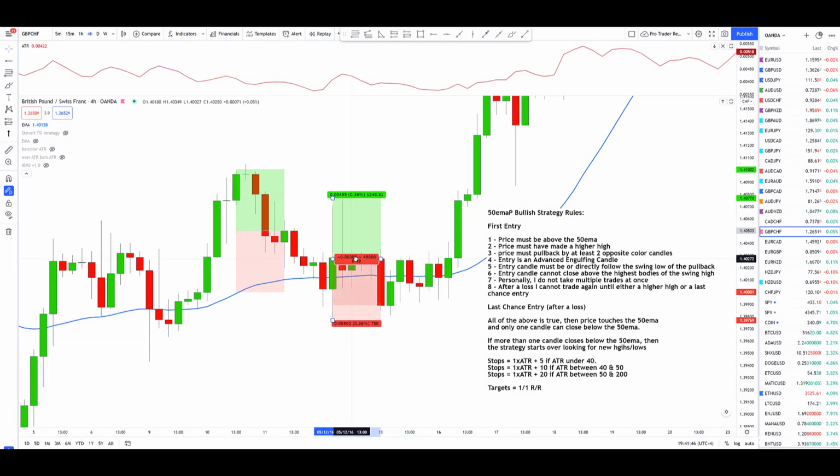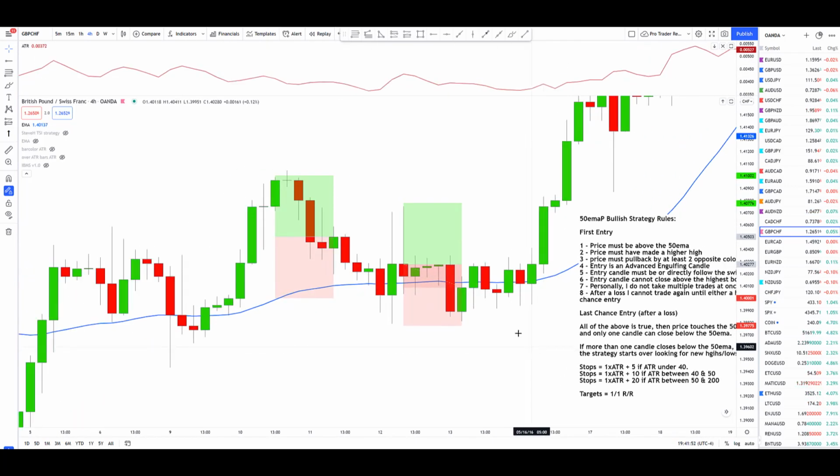And again, just because I feel like I've sped through that a little bit, I'm going to do it one more time. The reason this is our last chance entry, and the only time a last chance entry can occur, is after an initial loss. So after our initial loss, we are going to need price to come down, stop us out for a loss, and then price must touch the 50 period moving average, and only one candle can close below the 50 period moving average, similar to the rule we were talking about for our first entry. But in this case, we need only one candle that can close below it, and we just need price to touch the 50. Then we're looking for the same entry, either a swing low engulfing candle or a 1, 2, 3 engulfing candle. In this case, we get a swing low engulfing candle.